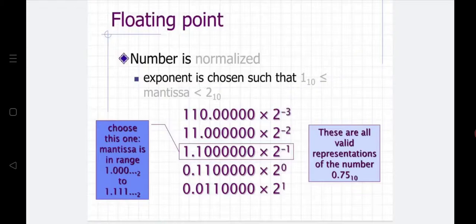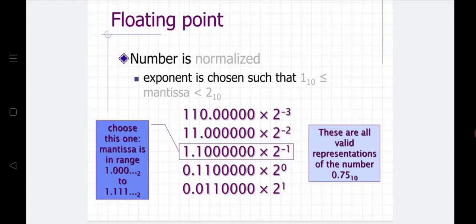If you see here, all these representations are valid representations for the value 0.75. Just now we worked with 0.75, and what value did we get? We got 0.11 in binary. The same 0.11 binary value has been represented in all these formats. Out of all these formats we need to choose only one, and we should be following the rules. So which one are we going to choose? We need to choose the third value.